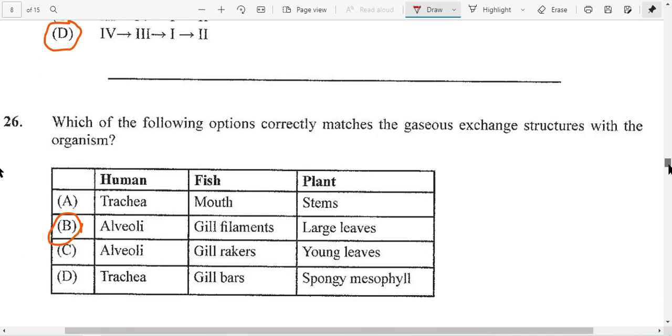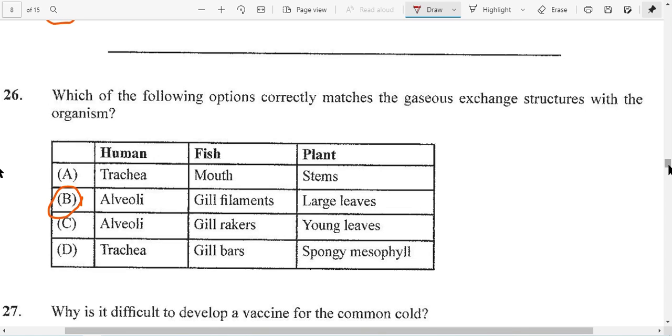Which of the following options correctly matches the gaseous exchange structure with the organism? So we're talking about the exchange structure. So A is totally out. Now B is plausible. Pretty much looks very good. You would be seeing, I think, the lamellae in the fish where we have the gill filament there. However, C is out because the gill rack is out.